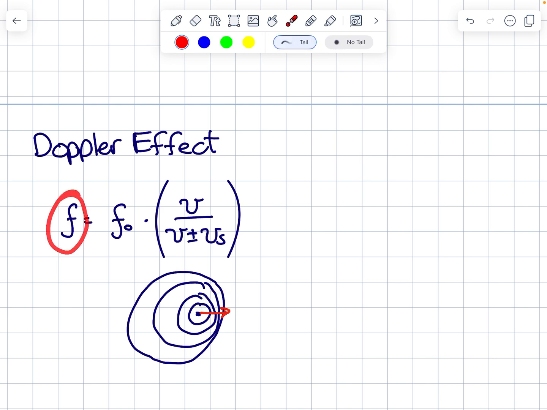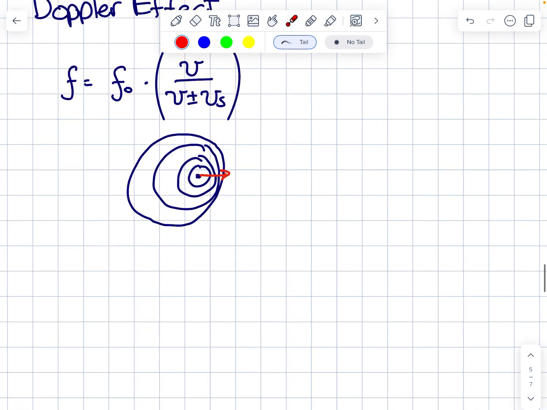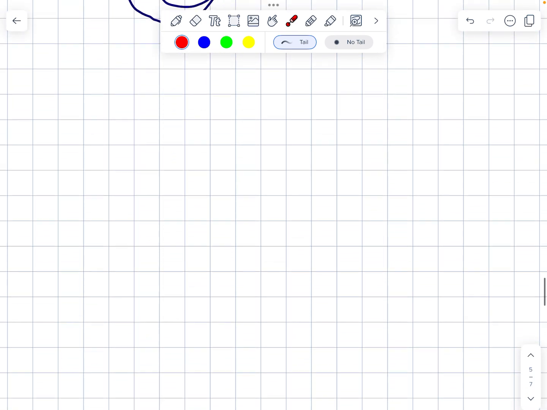So this is the frequency we observe, that we hear. This is the frequency that the waves are being created. This V right here and here are the velocity of the wave. Be careful. That's how fast the wave moves, and this is the velocity of the source. And of course, the sign depends on whether you're moving towards or away. If you're moving towards the object or the object's moving towards you, then you use the minus sign. If you're standing here and it's moving away from you, you use the plus sign. Okay? So that was the Doppler effect, and the Doppler effect works for all waves. It's not just sound waves.